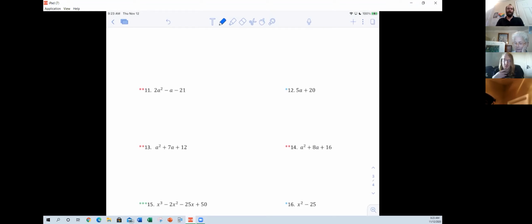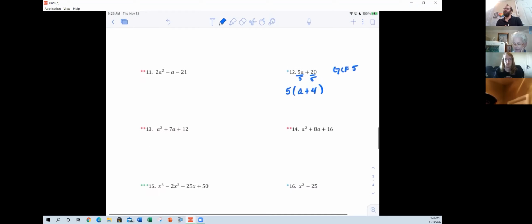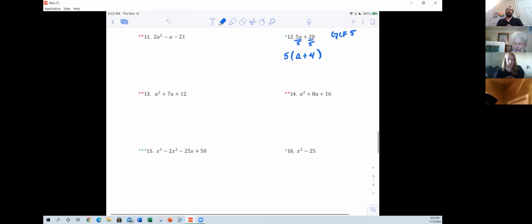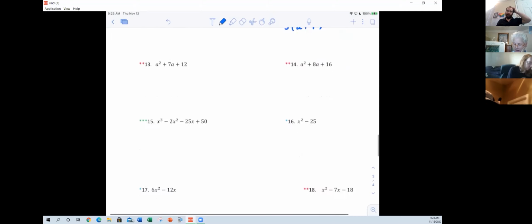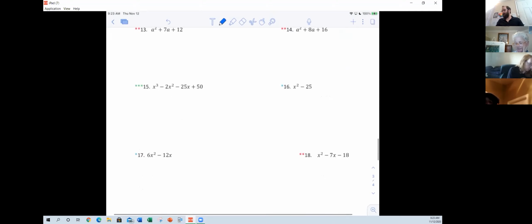You got the GCF of 5. GCF is 5, right? That's it. So there's just a GCF, and what you're left with is not a perfect square, difference of two perfect squares, then you're through. And then number 16.